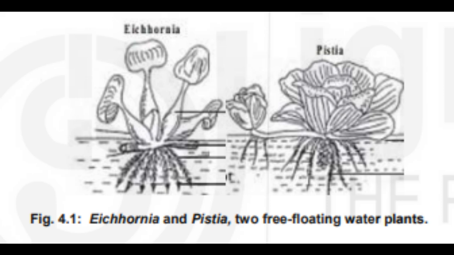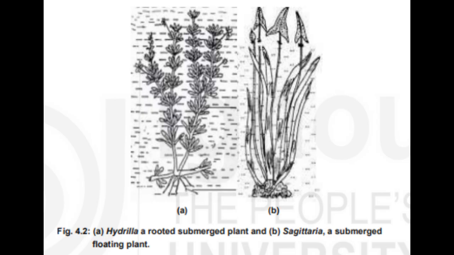Lemna possess one strand of root, while Wolffia is rootless. Some species such as Nymphaea possess floating leaves attached on long flexible petioles, while other species such as Nymphoides show stoloniferous trailing stems with floating leaves present on short petioles. Figure 4.1: Eichhornia and Pistia, two free-floating water plants.